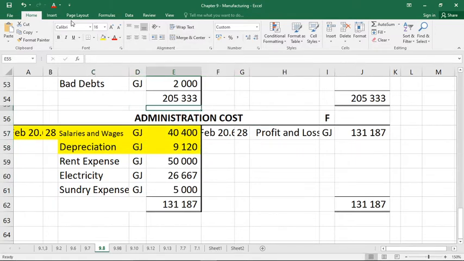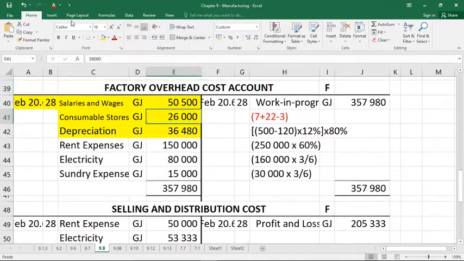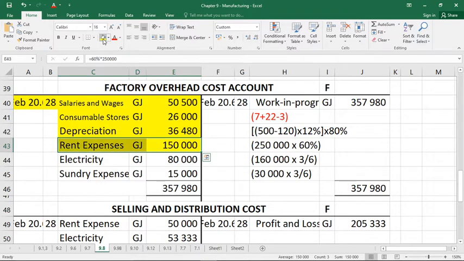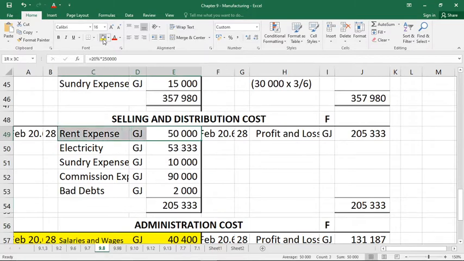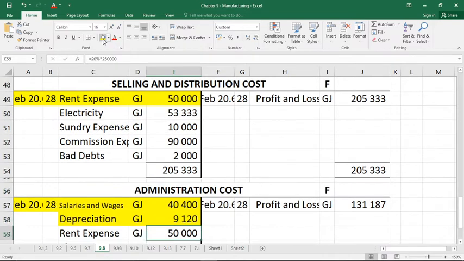Number 8, rent amounting to 250,000 was paid during the year. The factory uses 60% of the floor space, and the balance is distributed equally between sales and office. So obviously 60% times 250,000, there's my calculation, gives me 150,000 rent expense in the factory overhead cost. So I've dealt with 60%. It means 20% goes to selling and distribution and 20% goes to administration. Easy, this splitting part. So there's 50,000 for selling and distribution, and there at the bottom of the screen is 50,000 for rent expense.